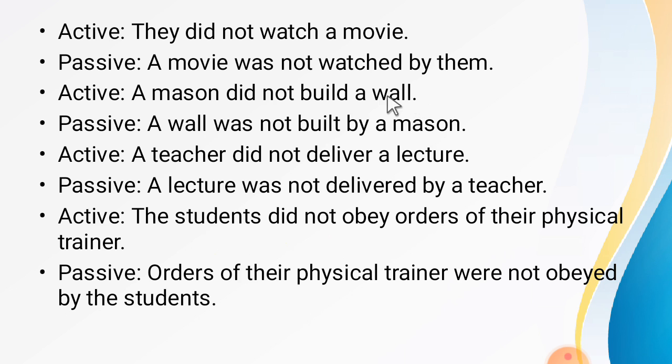They did not watch a movie. A movie was not watched by them. A mason did not build a wall. A wall was not built by a mason. A teacher did not deliver a lecture. A lecture was not delivered by a teacher. The student did not obey the order of their physical trainer. The order of their physical trainer was not obeyed by the student. So in all these examples you already understand how we change active voice into passive voice. It is easy, we just change the object into subject and the verb into third form, and we put the helping verb of the other tense.